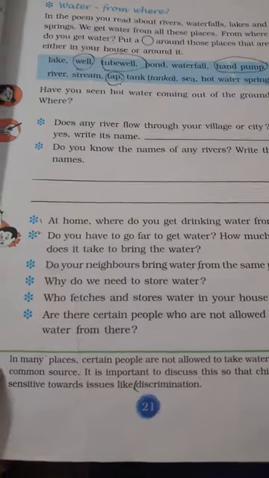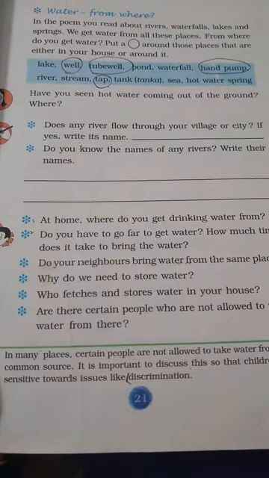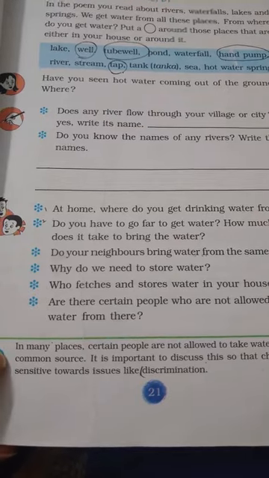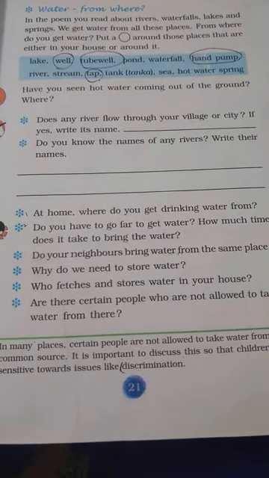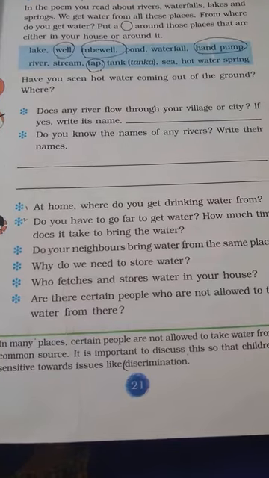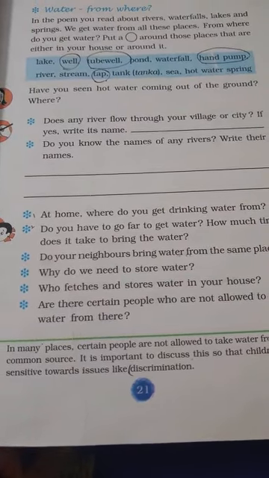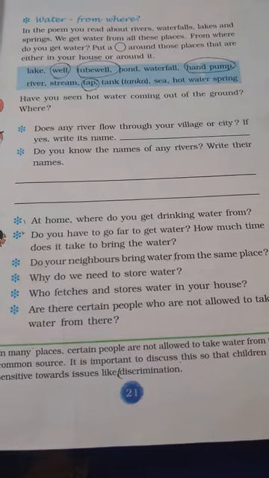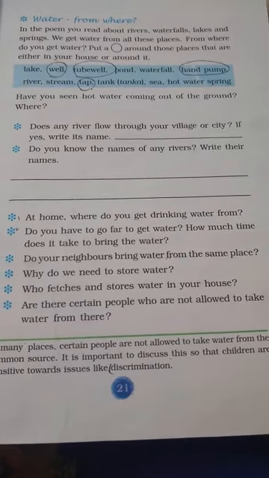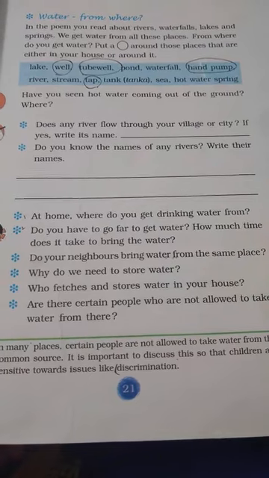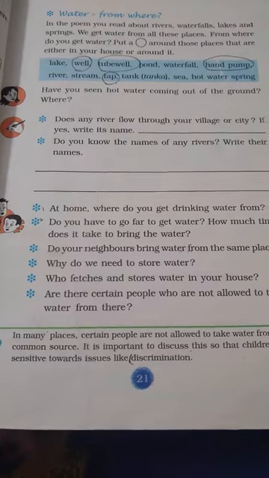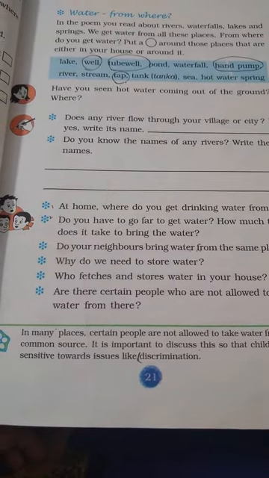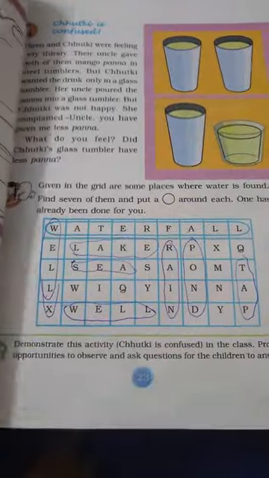Next question is, who fetches and stores water in your house? In Sita's house, her parents fetch and store water. Next question is, are there certain people who are not allowed to take water from there? No. All are allowed to take water from there. Now next page.